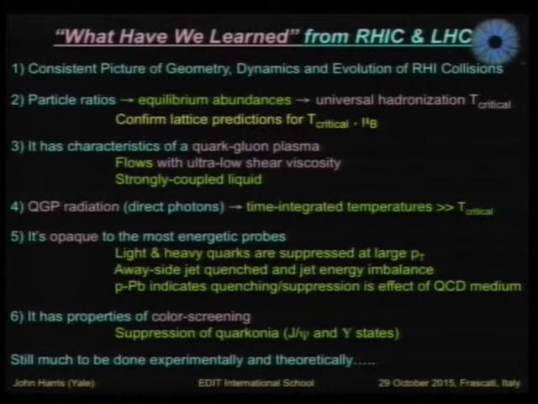So what have we learned? This is kind of a summary. We have a consistent picture, as I said, of the geometry, dynamics, and evolution of the system. The particle ratios reflect equilibrium abundances at temperatures near the hadronization temperature predicted by lattice. It has characteristics of a quark-gluon plasma with ultra-low shear viscosity. The radiation gives us temperatures above the critical temperature, above 170 MeV. It's opaque to the most energetic probes.